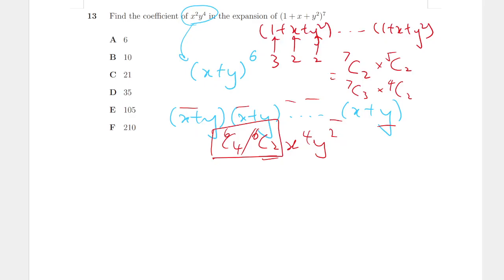7 choose 2, what is that? That's 21. 5 choose 2, that's 10. So 21 times 10 gives you 210.